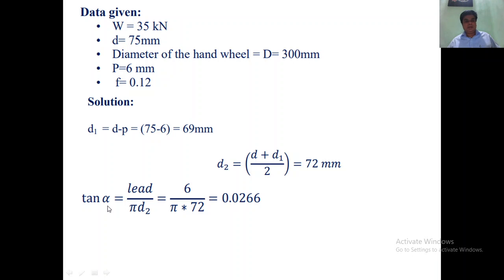And again we'll find out the helix angle alpha. Since the lead is given as 6, it's a single start screw, and lead divided by pi times dm, that is the mean diameter, gives you alpha. So tan alpha is 0.026, so alpha is 1.5 degrees. So first we take the mean diameter, then with the lead and the mean diameter, we can find out the helix angle alpha.